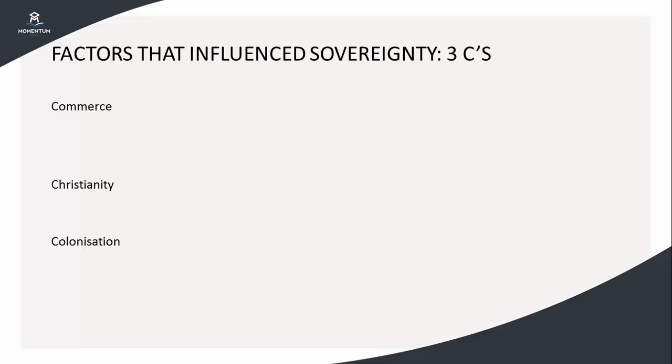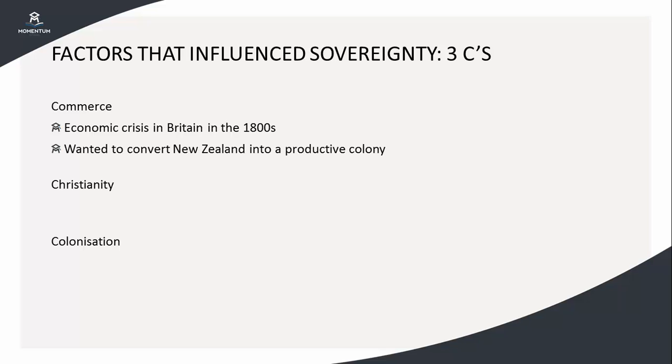In terms of commerce or capitalism, in the mid-1800s there was an economic crisis. The vast potential land resources in New Zealand led the British to believe that if they exported enough labour and capital to New Zealand, it would become a productive colony.